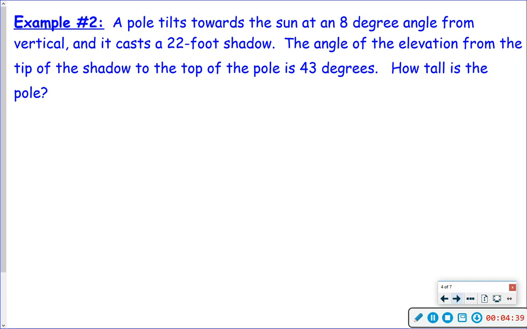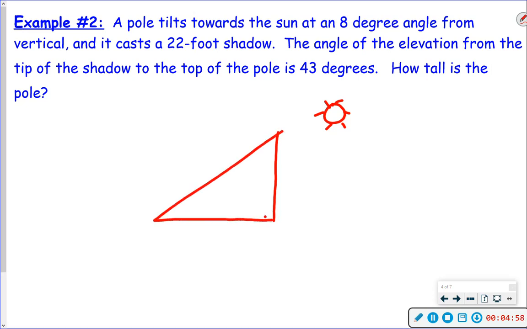Okay, so let's start with this pole tilted towards the sun. Here's my sun. Now, normally, don't draw this quite yet, our pole is nice and straight up and down. We usually have a nice right triangle. Don't draw this yet. And it talks, of course, about the 43-degree angle of elevation. Boy, that is a very messy right angle symbol.